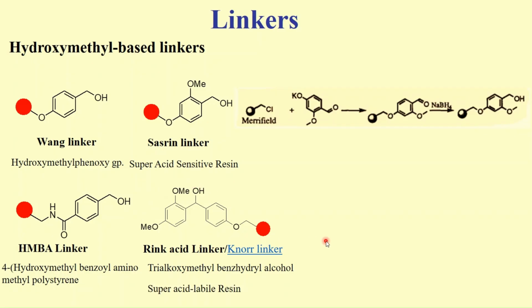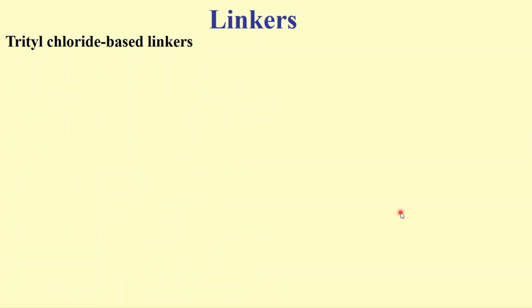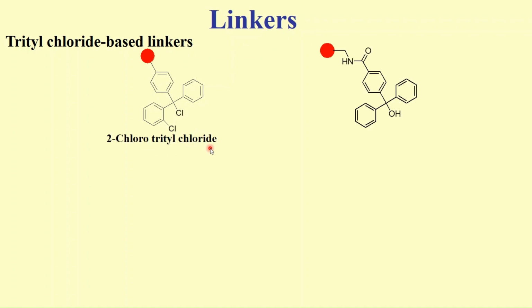The second type of linker is also super acid labile like the SASRIN linker. Another set of linkers are trityl chloride based linkers. Trityl chloride means triphenyl methyl chloride. The first variety is 2-chlorotrityl chloride. The second is Barlos carboxytrityl linker. It has trityl methyl alcohol at one end and at the other end it has a carboxy group.